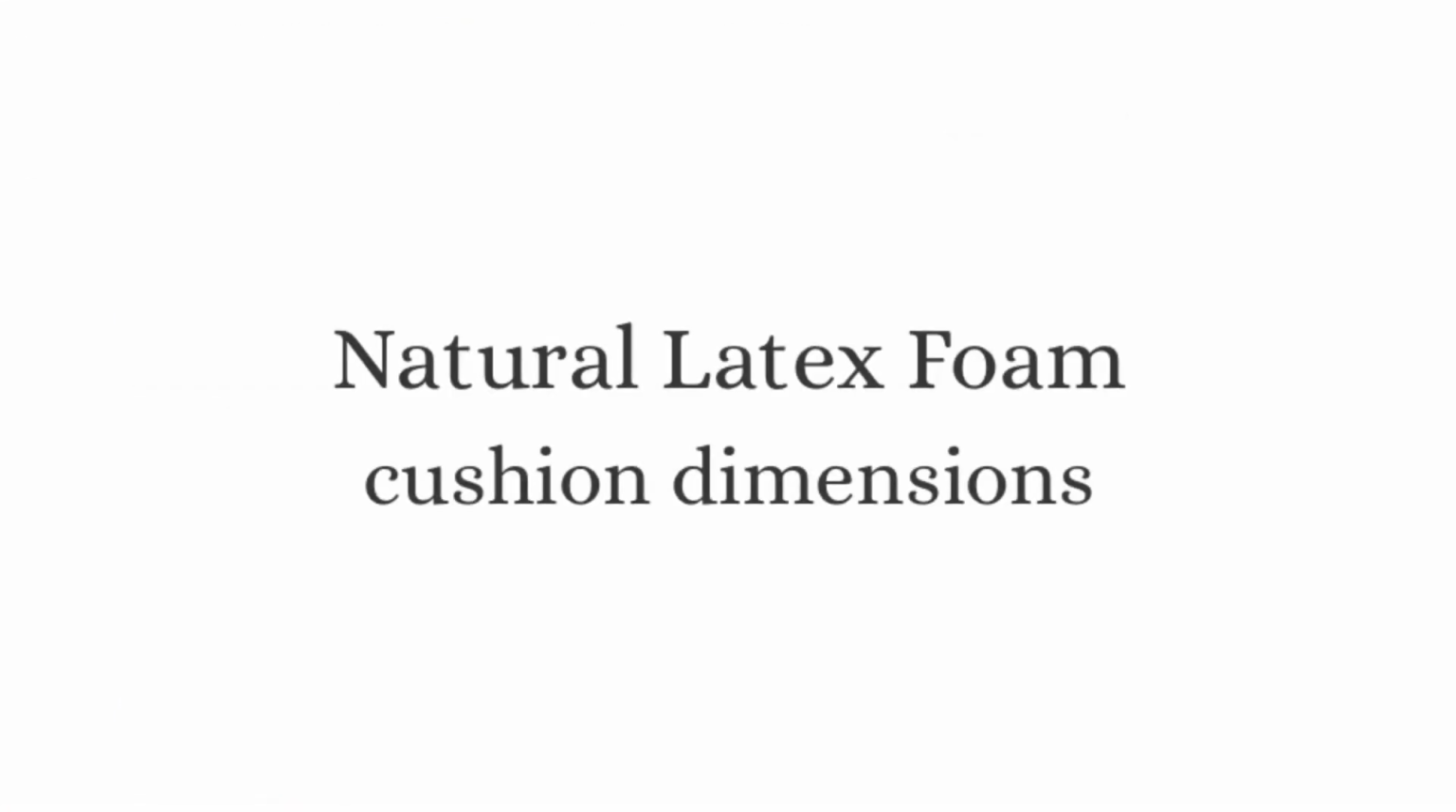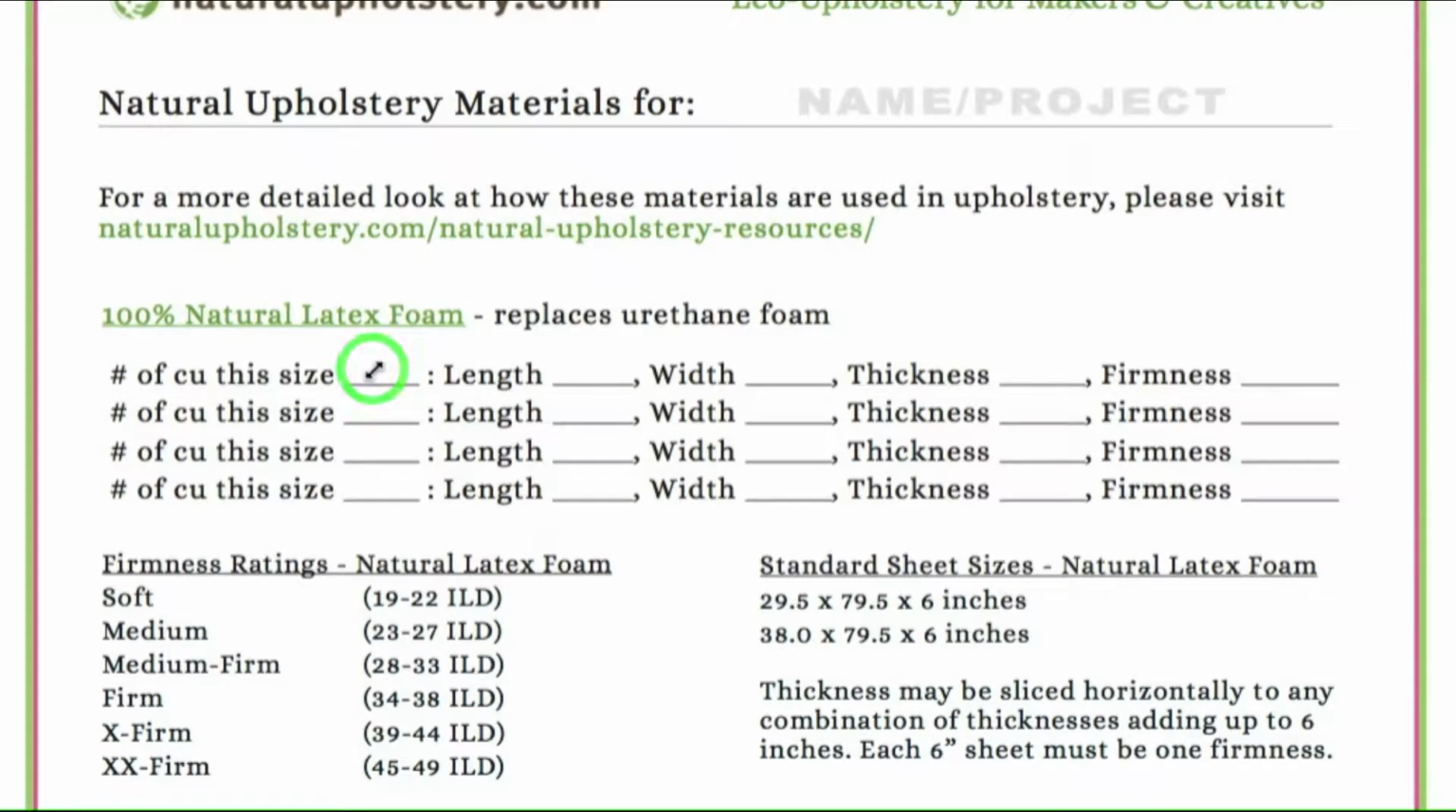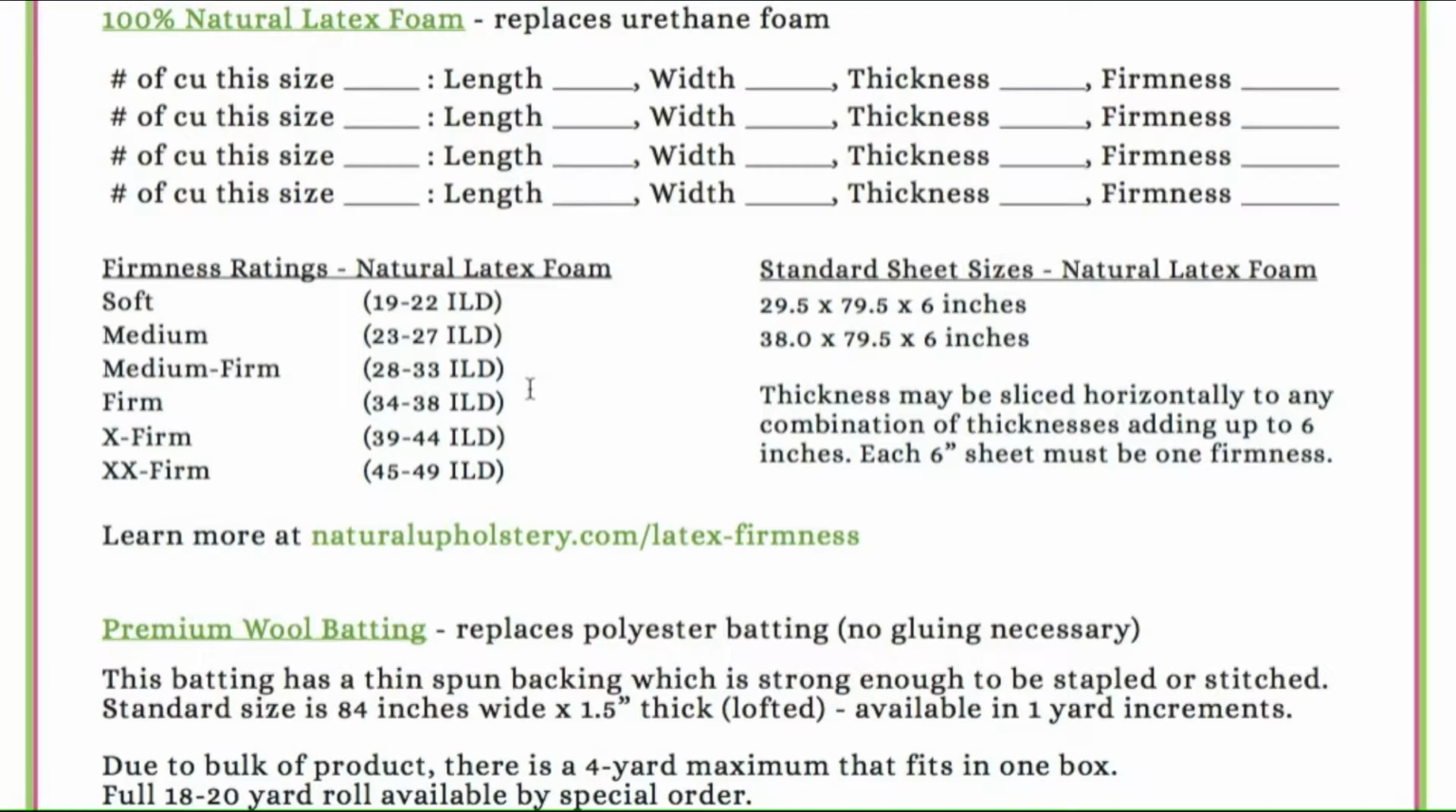First on the materials list is natural latex foam, where there's space to fill in the dimensions of your cushions. You'll fill in the number of cushions of each size, then length, width, thickness, and firmness of those cushions. Here you can see the latex foam firmness ratings, and you can follow the link just below that on the page to get some great tips on my blog for how to choose latex foam firmness.